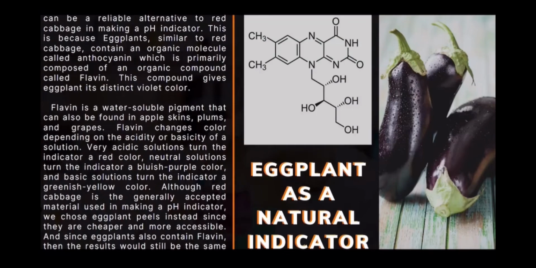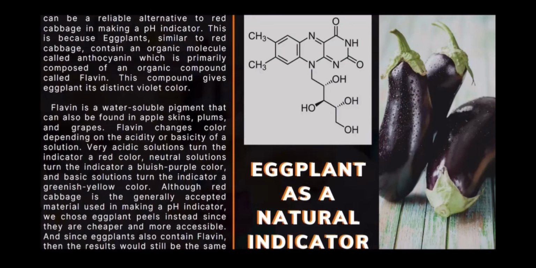Very acidic solutions turn the indicator a red color. Neutral solutions turn the indicator a bluish-purple color. And basic solutions turn the indicator a greenish-yellow color. Although red cabbage is the generally accepted material used in making a pH indicator, we chose eggplant peels instead since they are cheaper and more accessible. And since eggplants also contain flavin, the results would still be the same regardless of which of the two we use.